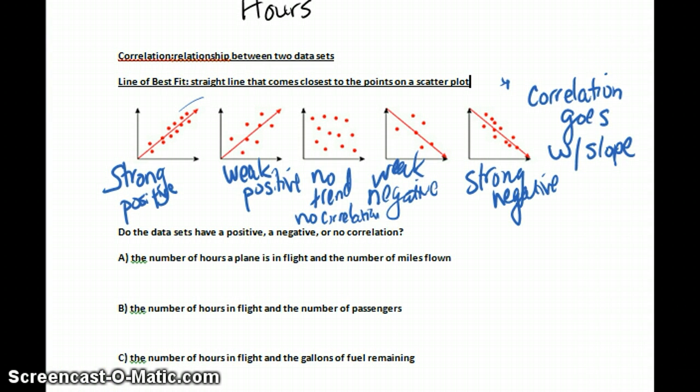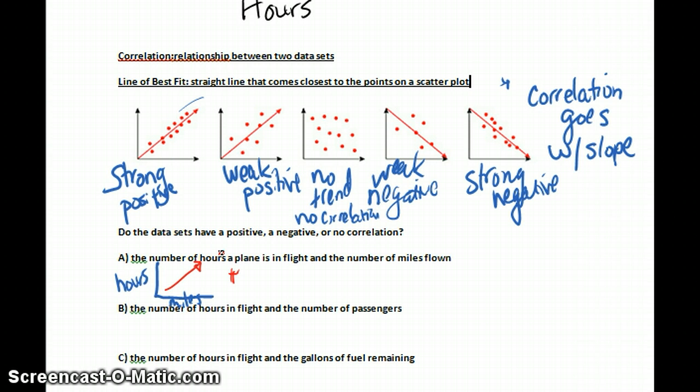Let's look at example A. It says the number of hours a plane is in flight and the number of miles flown. If we were to plot these two numbers against each other, we would say that the more miles that are flown, so as we move from left to right, the more hours we're going to be in the air. So this is going to be moving in this direction. It is going to be a positive correlation.